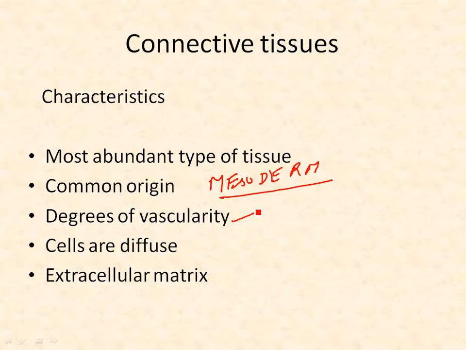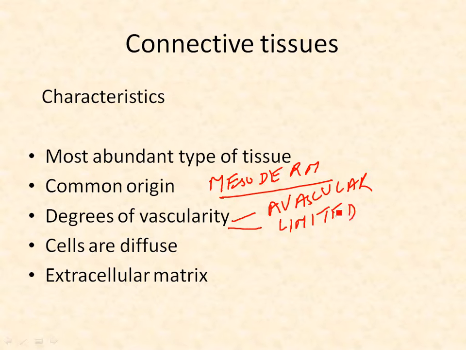Some connective tissues, for example cartilage, are avascular, that means they do not have blood supply, or like the dense connective tissue has a very limited vascularity, that means limited blood supply or very small blood supply, or then of course there is the blood connective tissue itself. Cells are very diffuse. They have plenty of intercellular spaces, which makes them different from epithelial tissues, which are closely packed with little or no intercellular space.